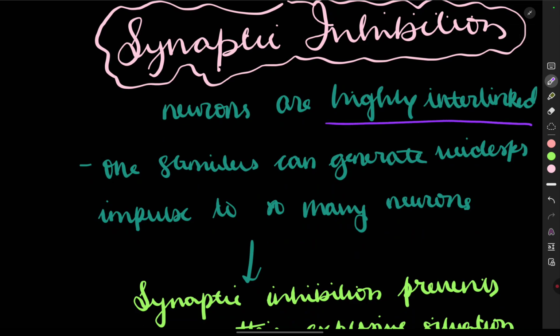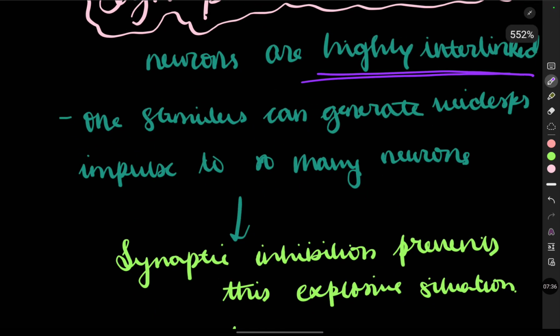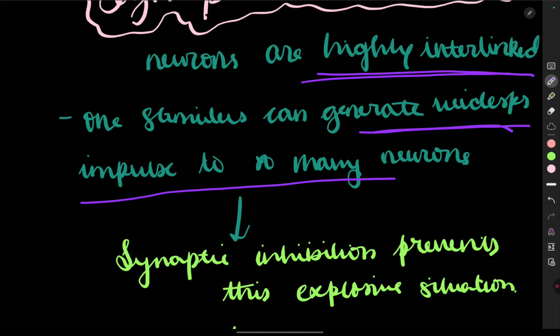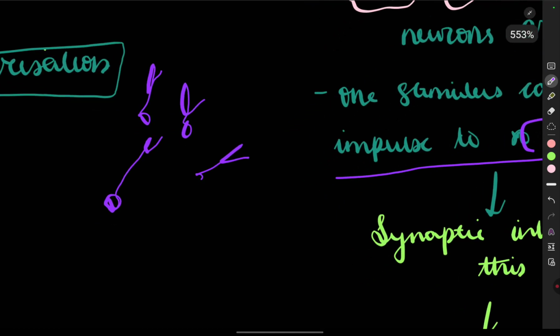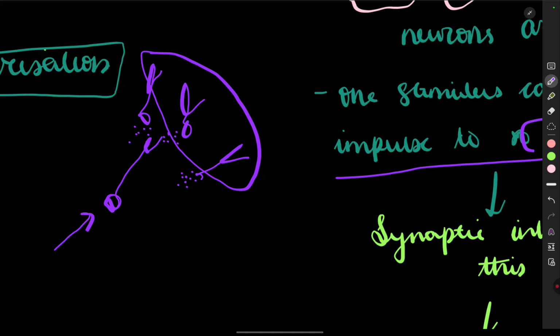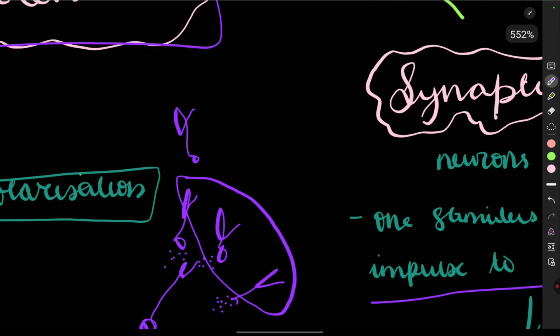See, neurons are highly interlinked. One stimulus can generate a widespread impulse to many neurons. See, suppose these are the neurons. Suppose this is one to many, which is divergence. So there is one stimulus given to it, and the neurotransmitters start spreading, divergence occurs, and all of these neurons get excited.